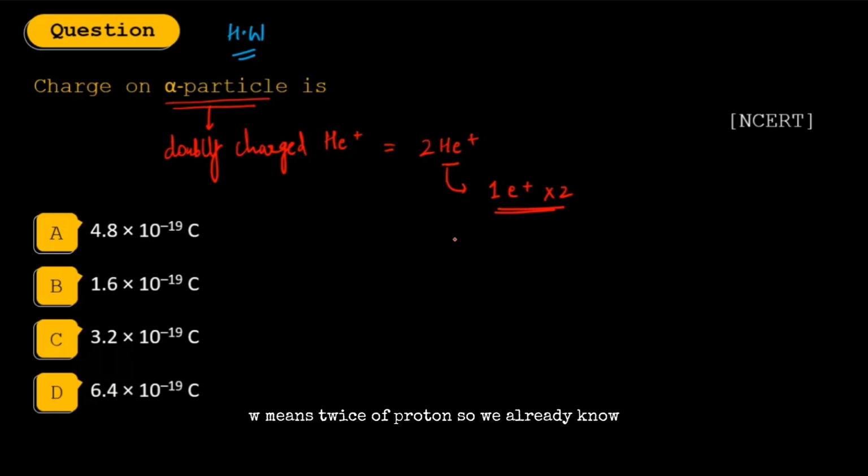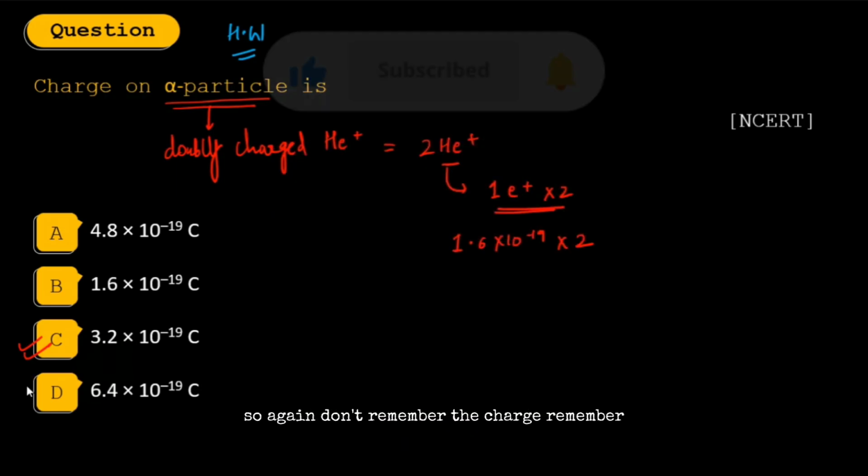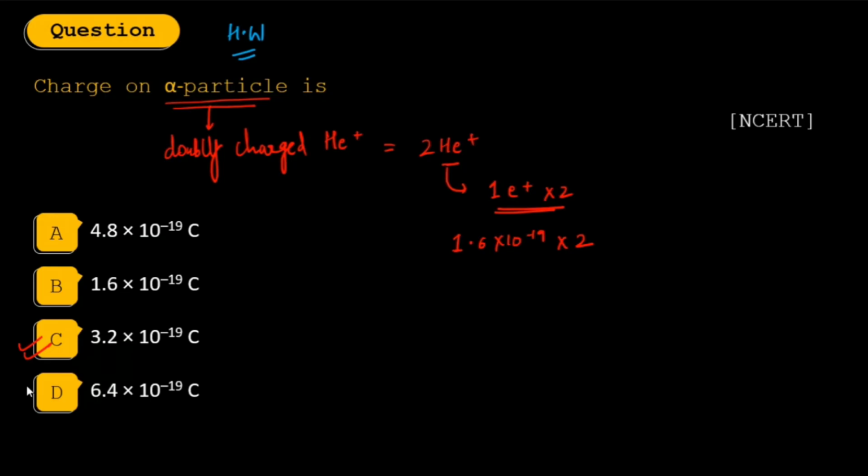So we already know that the charge of a proton is nothing but 1.6 times 10 to the power minus 19. And we have to find the charge of the alpha particle, so we simply multiply it by 2. So we are supposed to get 3.2 times 10 to the power minus 19. So again, don't remember the charge. Remember what an alpha particle is, because this is very important, and we are going to deal with alpha particles once again when we are talking about modern physics.